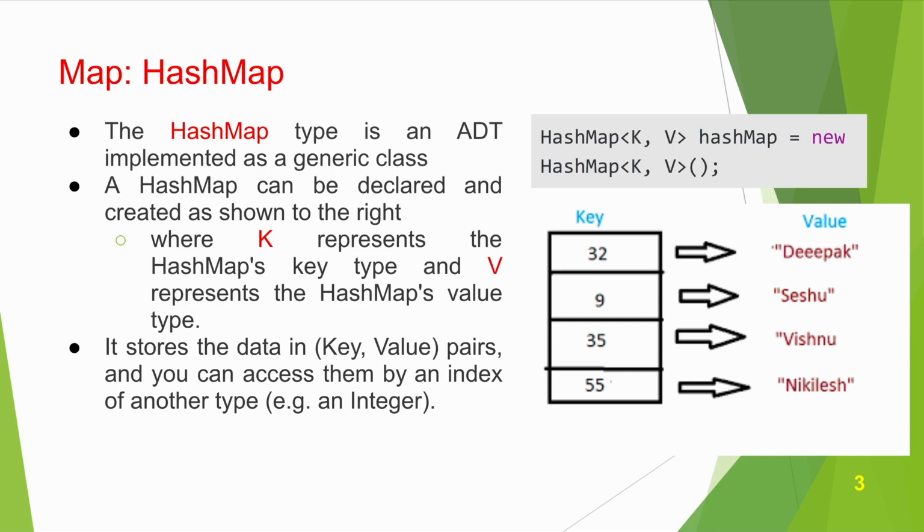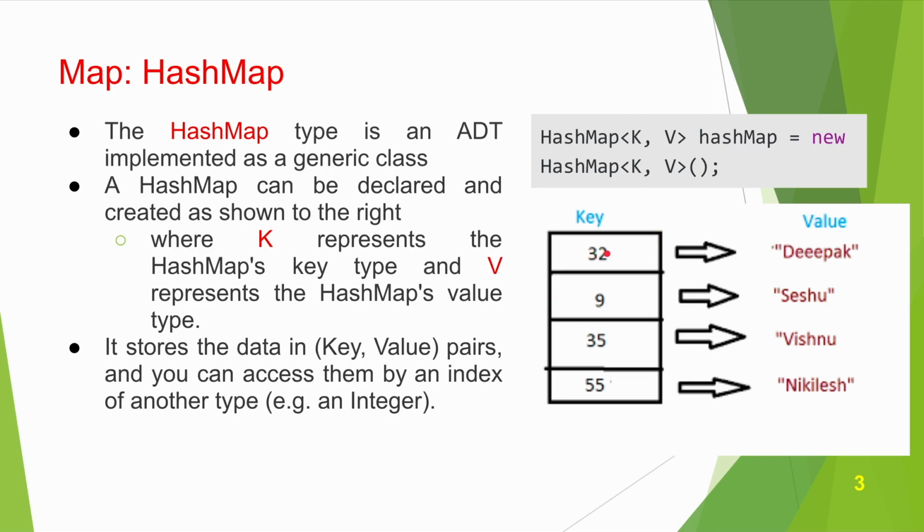The HashMap type is an abstract data type implemented as a generic class. A HashMap can be declared as shown towards the right: HashMap<K, V> map = new HashMap<K, V>(). This is a call for a constructor. Here K represents the HashMap's key type and V represents the HashMap's value type.